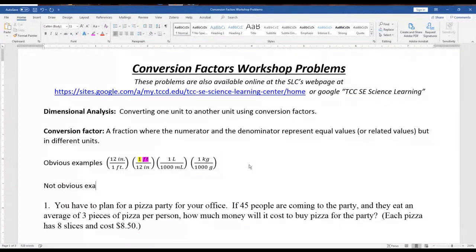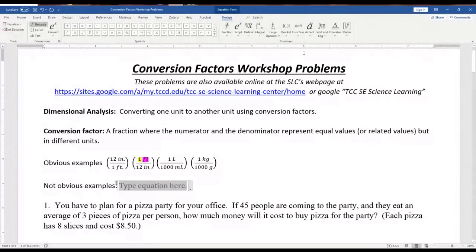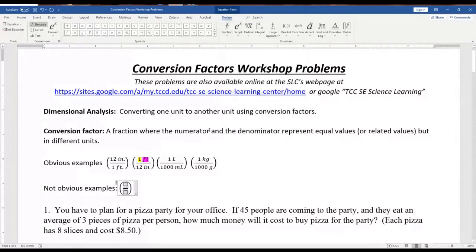Not obvious examples of conversion factors, pretty much anything you can think of. For example, it's almost Valentine's Day. Let's say you were to buy a diamond necklace. Well, if you're a guy, you'd buy a diamond necklace for your girlfriend. I guess if you're a girl, you could buy a diamond necklace for your boyfriend, but I don't know how he'd feel about that.